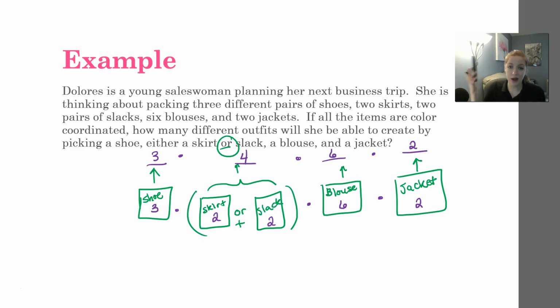You can grab your calculator. I don't want to give you the wrong answer. 3 times 4 is 12. 12 times 6 is 72. Times 2 is 144. So if we multiply those all together, we get 144 different combos.